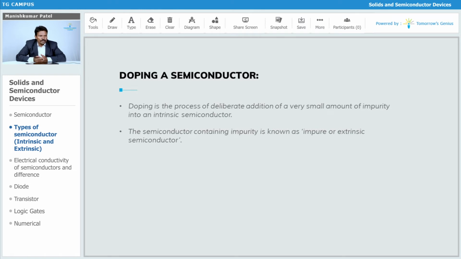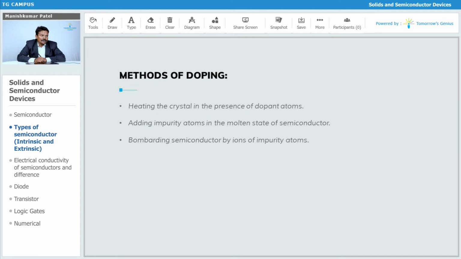Now the same thing we are going to do for the semiconductor also. A semiconductor containing that impurity is known as an impure or extrinsic semiconductor. That means you are modifying its property by adding some impurity in that. That is called doping of semiconductor.